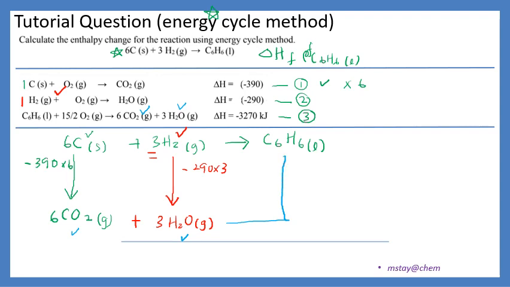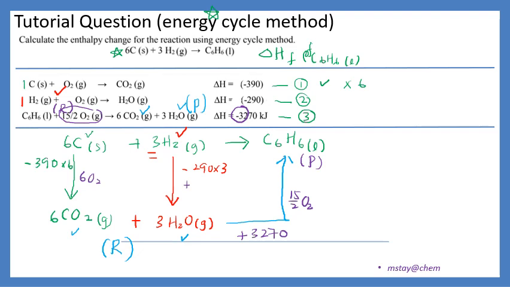Because we reverse the equation, here this one is the reactant. Now this is the reactant, and here this is the product. For the liquid benzene, in this condition it is the product, and here it is the reactant. So what we are going to do is reverse the equation. If we reverse the equation, the sign will change, so it will be plus 3270. And then don't forget here we have 15 over 2 mole of oxygen gas. Here we need to use 6 mole of oxygen gas, and here we need to use 3 mole of oxygen gas.